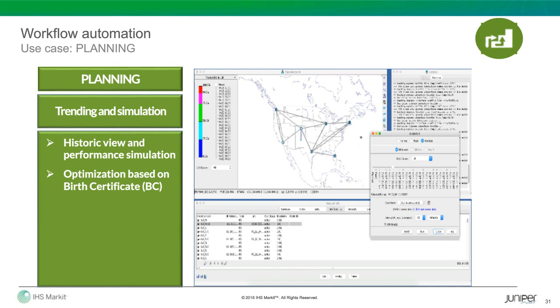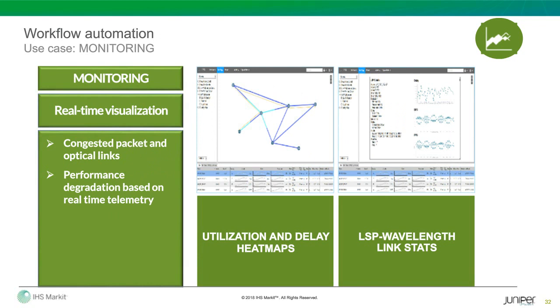The second important aspect, after you have designed and planned your network in the workflow automation, is monitoring. And verifying that what you have designed is effectively performing in that way is part of a real-time visualization. So you can look at where there are congested packet or optical links, whether there is performance degradation, and you can look into a holistic view of what the KPIs are that your network is providing as a return back. And this is how you improve the efficiency.